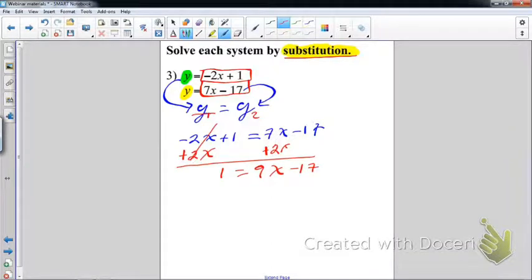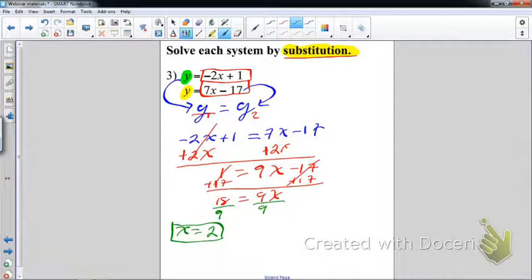Okay, and then at this point, because I want to solve, I am going to add 17 to both sides by using again the addition property of equality, and I end up with 18 is equal to 9x. Then I use the division property of equality and divide both sides by 9, and I see that x turns out to be positive 2.